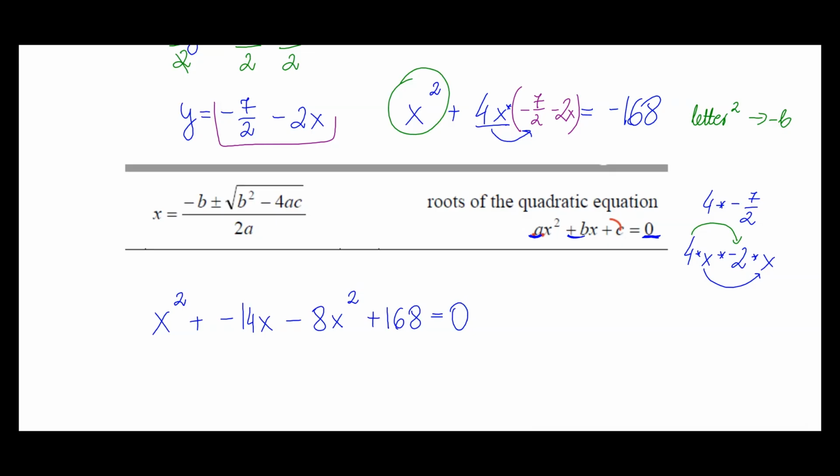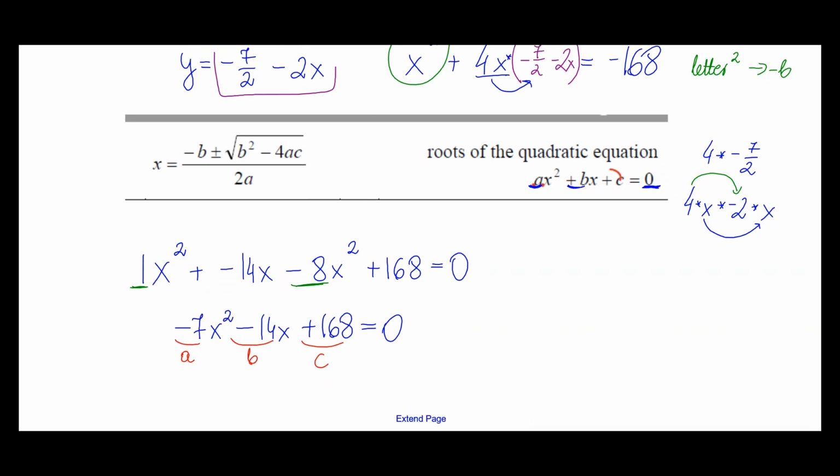Okay, so now let's arrange those values. Here I have 1, here I have minus 8, and if we put 1 minus 8 in our calculator, we're going to get minus 7, x to the power of 2, then minus 14x, and plus 168 equals 0. So now we can clearly identify A, B, and C. The value that stands beside x to the power of 2, not x, the number only that stands beside it. B, again, the number that stands beside x, and C without x.